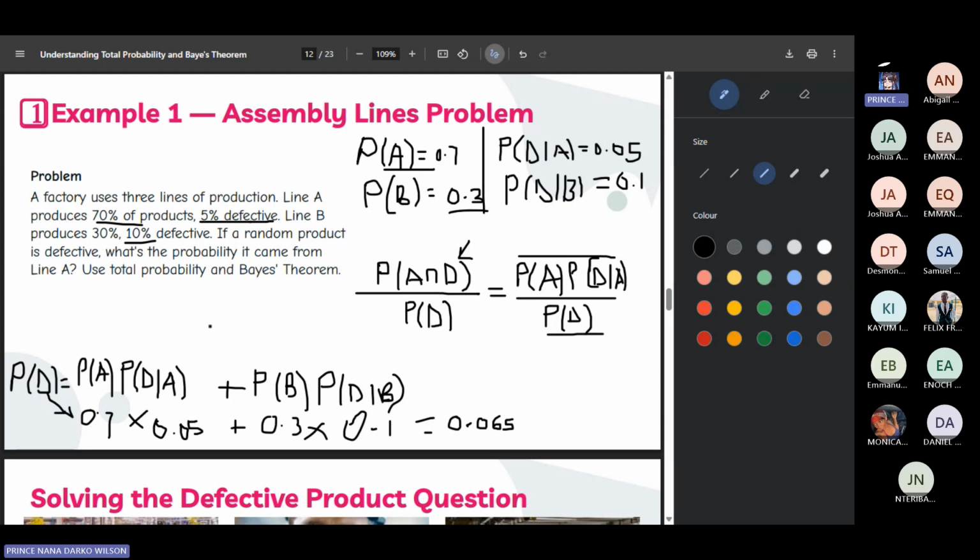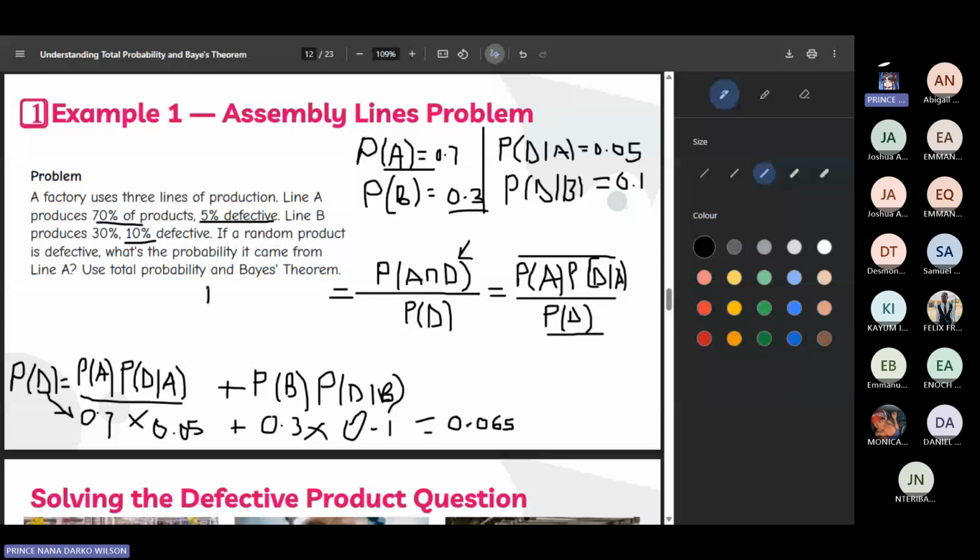As you can see, we use this when we're calculating the probability of B. So that's just 0.7 times 0.05. Remember that what we are looking for is, the question says, if a random product is defective, what's the probability that it came from line A? So if it is defective, what's the probability it came from line A?